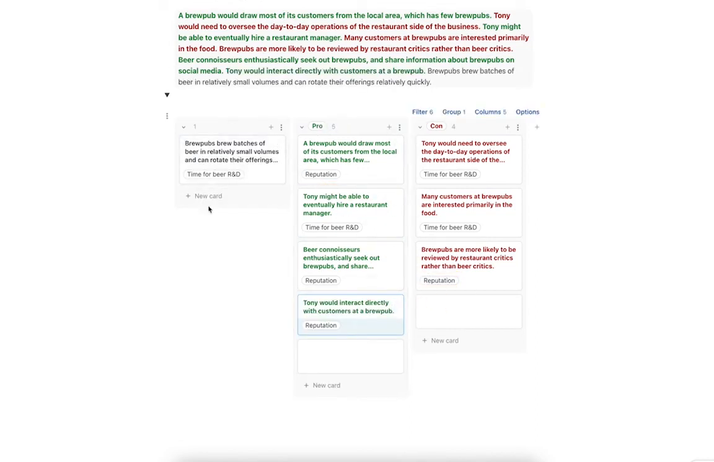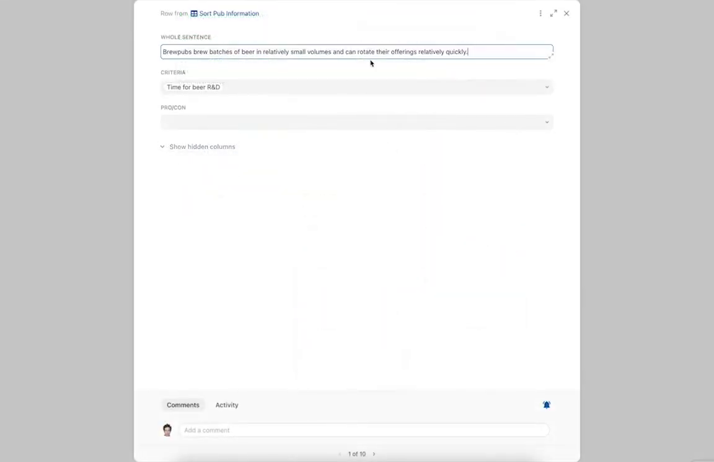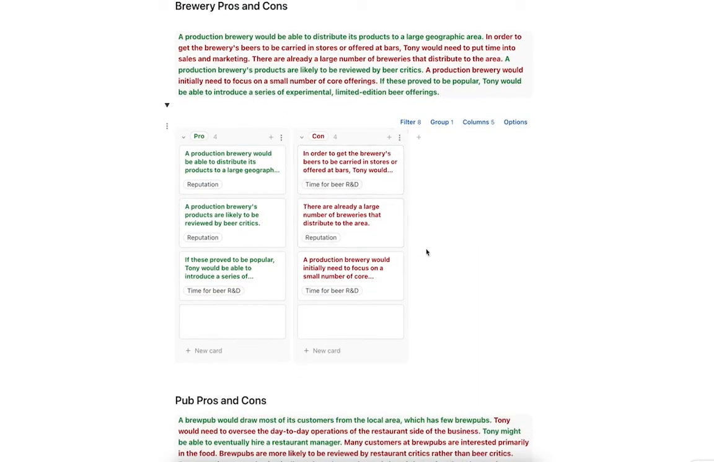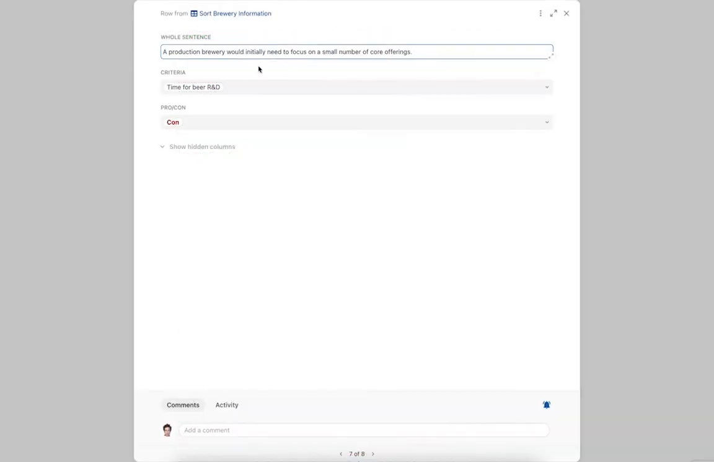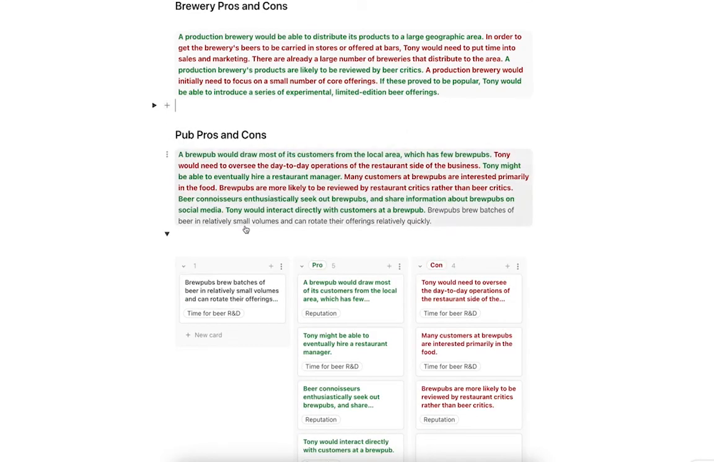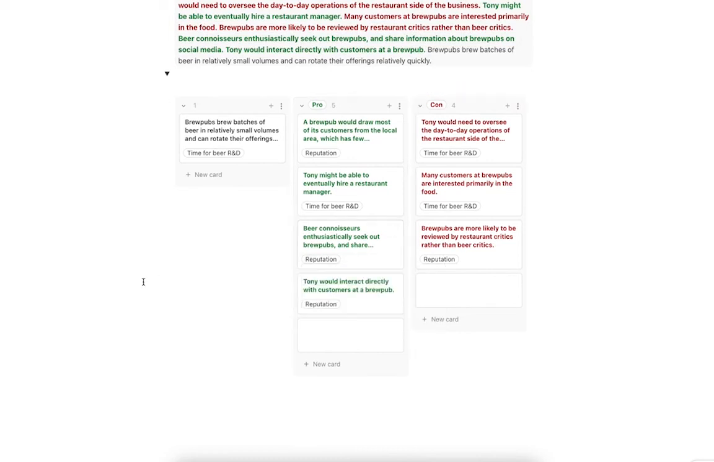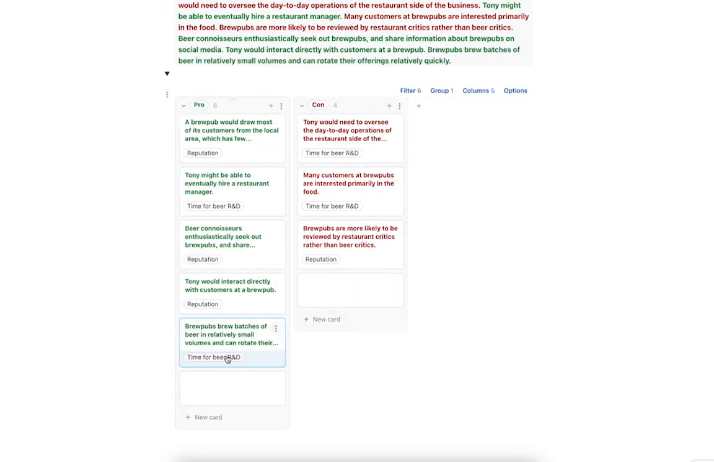Finally, brew pubs brew batches of beer in relatively small volumes and they can rotate their offerings relatively quickly. This is a direct counterpart to one of the cons over here. We learned that a production brewery would initially need to focus on a small number of core offerings. Not so for the brew pub. For the brew pub, he's agile, he's nimble, he can adjust, he can throw oranges in there for Halloween, for Oktoberfest. So this is a pro, and it speaks to this second criterion. He wants to be able to devote time and resources to developing new beers.